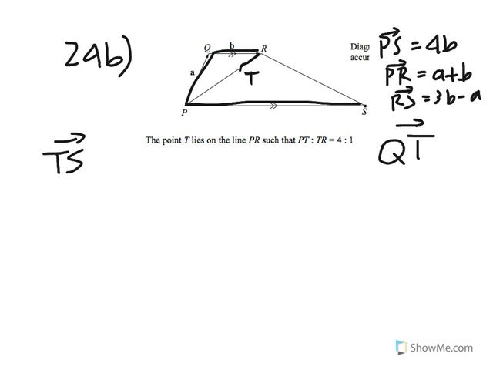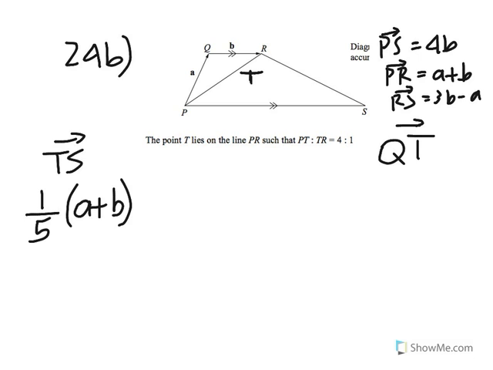Simple. So first of all, we have to figure out what TR is. And TR, according to the question, is actually 1/5 of this whole vector here, PR. So meaning TR is just 1/5 PR. And PR, according to the previous question, is A plus B. So we've gotten from here to here. Now we need to get from R to S. And RS, according to the previous question, is just 3B minus A. So I just add 3B minus A.